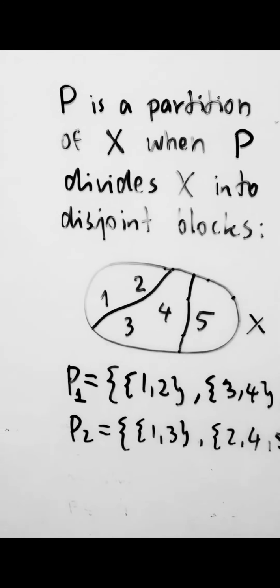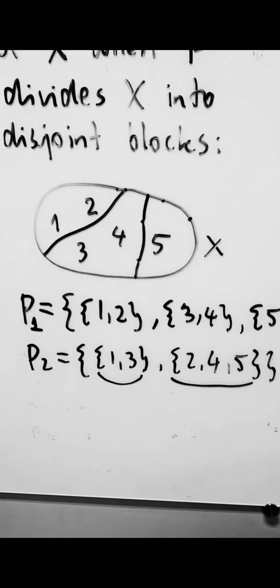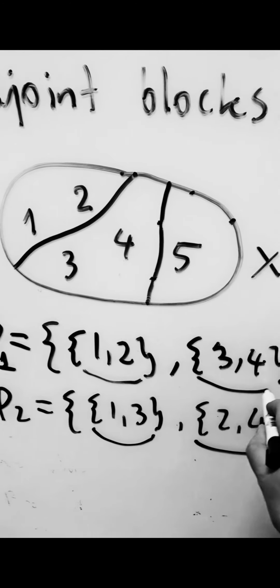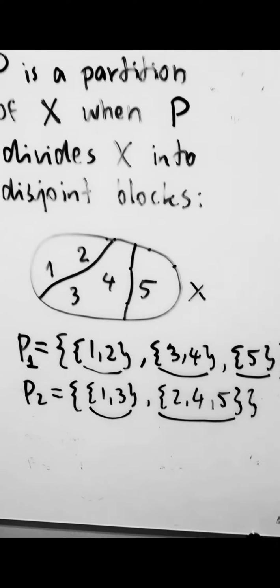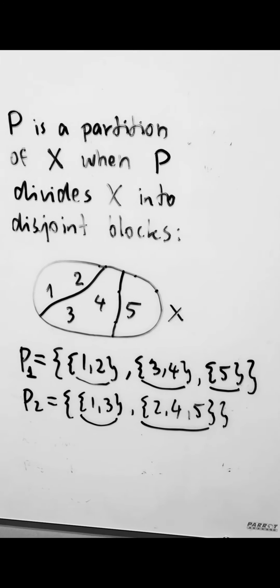Notice that the elements of a partition are these in the case of the second partition and these in the case of the first one. So the elements of a partition themselves are not elements of X, they are rather subsets of X.